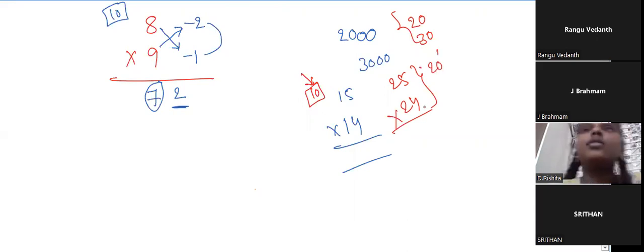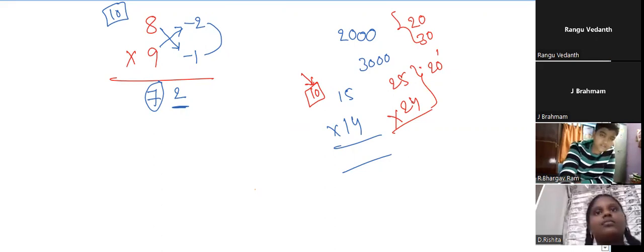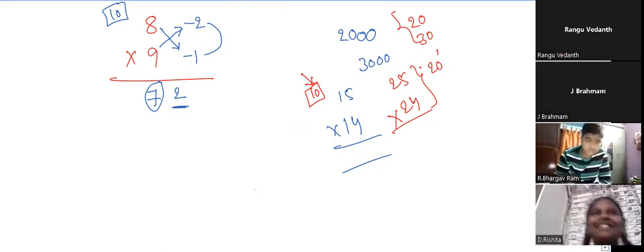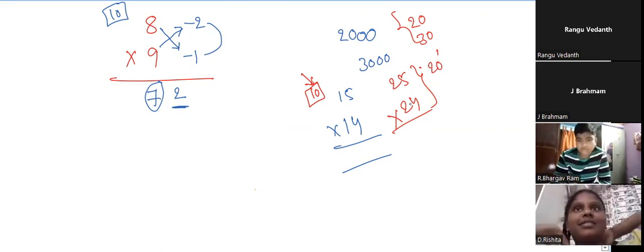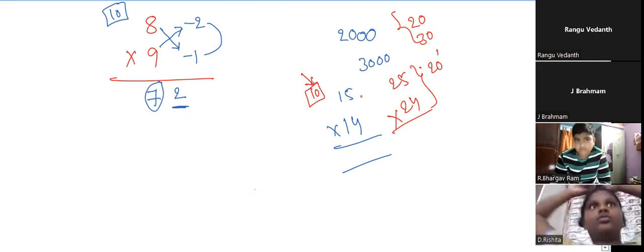Sir, what if the number is like 2 or 3? 2 means we can write 20 as base, 3 means 30 as base. Sir, can we use this method for the question? Okay, let me explain. We will do everything. By the end of this base model, all your doubts will be clarified. Yeah, you can ask, no issue.